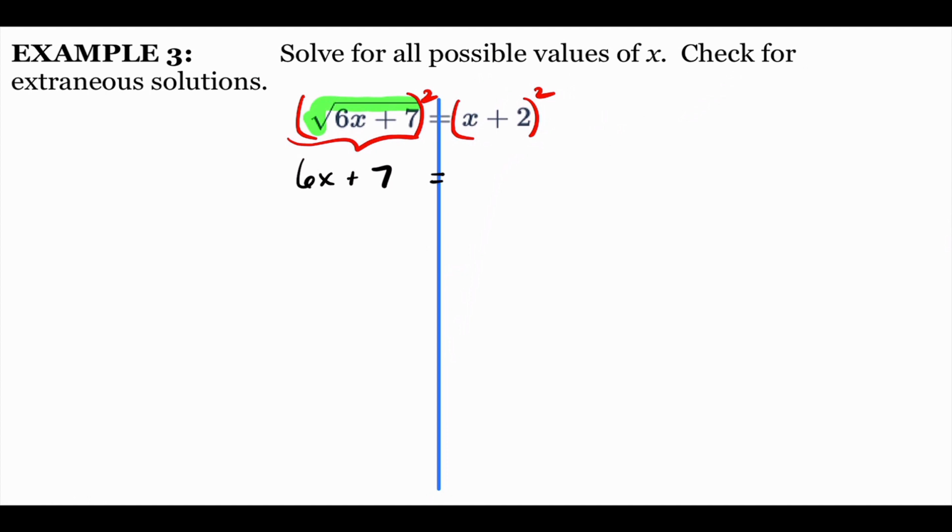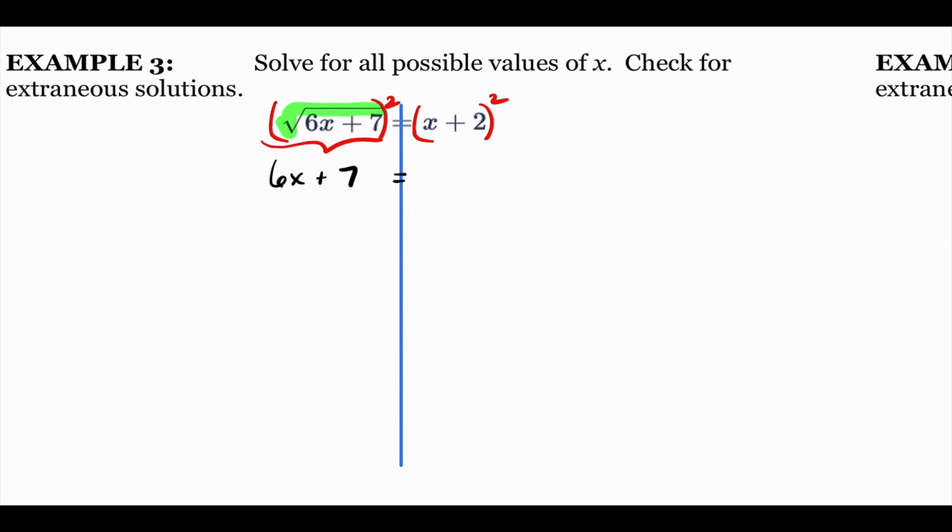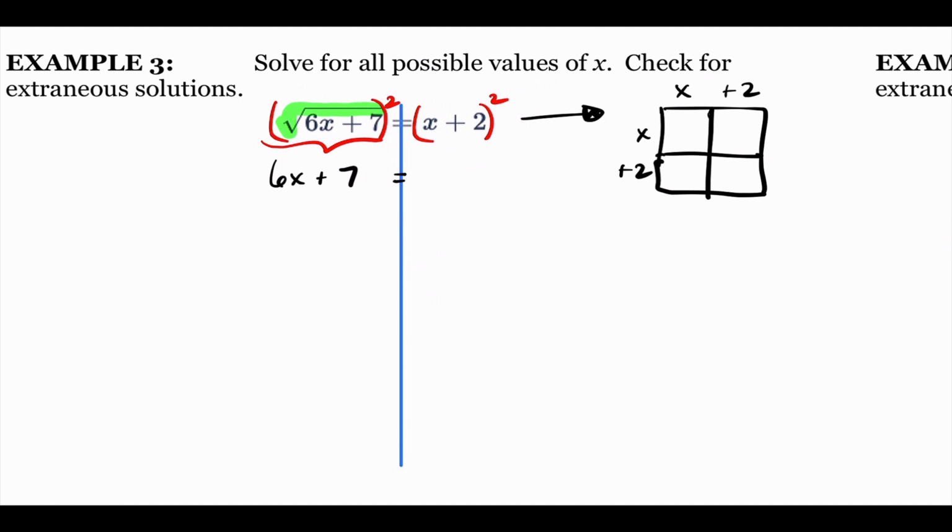There you go, multiplication box. So over here, I'm going to make a multiplication box. X plus 2 and x plus 2. Anytime you need to multiply binomials, we're going to use one of these. So x times x is x squared. Positive 2x, positive 2x, positive 4.